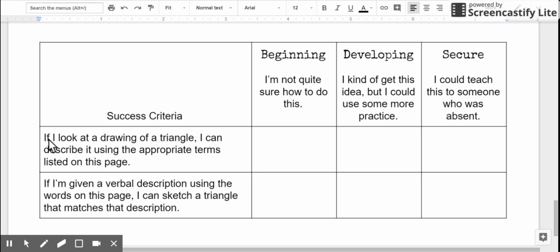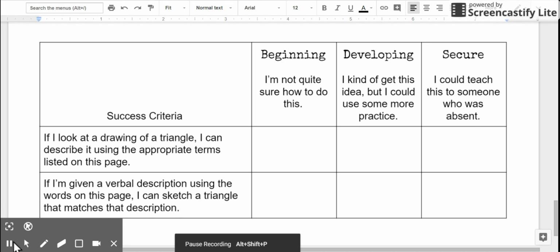So our success criteria for today are, if I look at the drawing of a triangle, I can describe it using the appropriate terms listed on this page. And if I'm given a verbal description using the words on this page, I can sketch a triangle that matches that description. Please put a check mark in the matching column for each of your two success criteria.